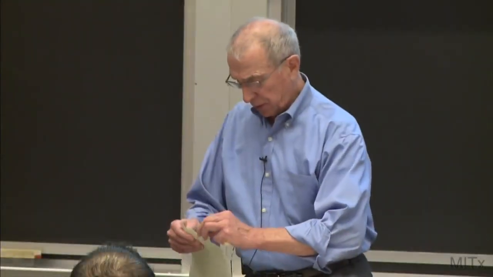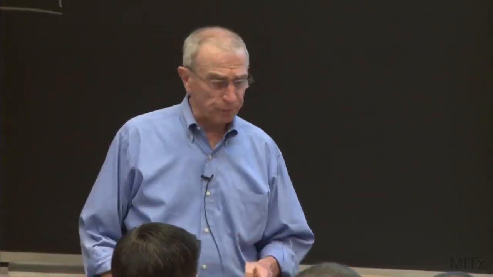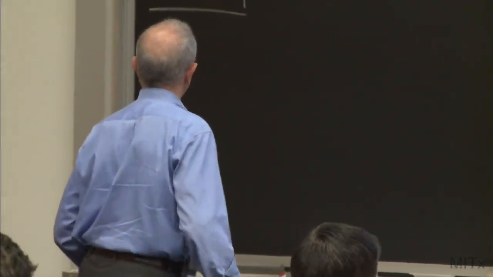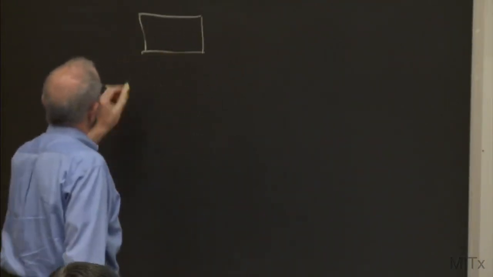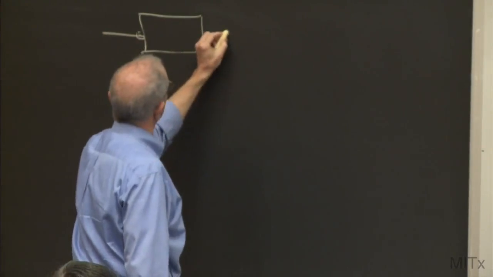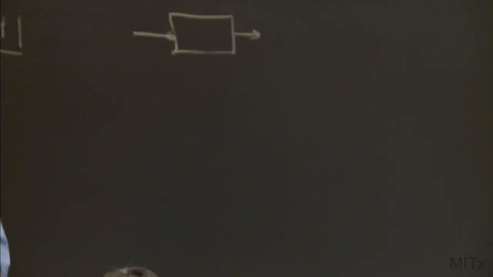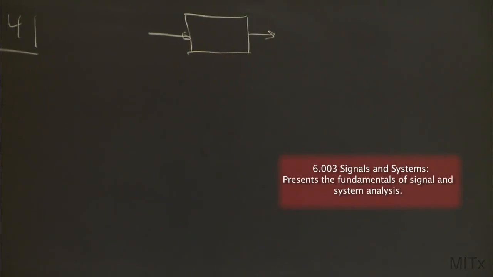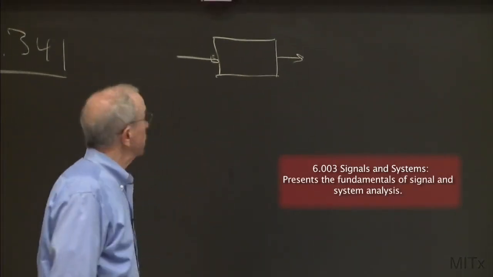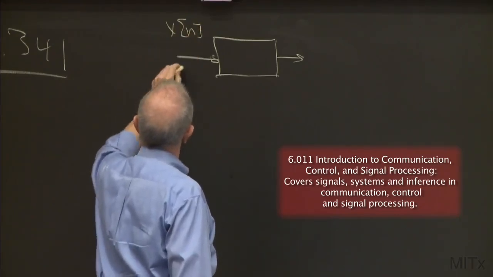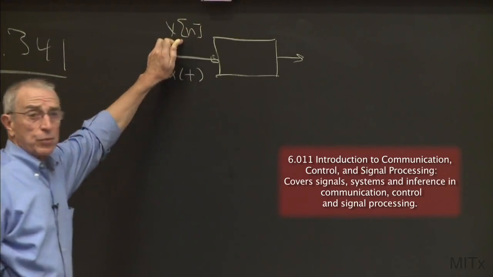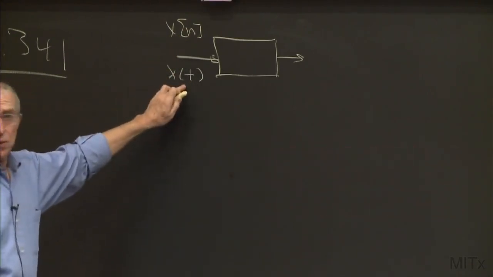I want to just say a little bit about what we're going to be focusing on. And pretty much in 341, the picture that you see over and over again, and this is the picture that you've seen in 6003 and 6011, is talking about systems. The input to the system might be a discrete time signal. It might be a continuous time signal.